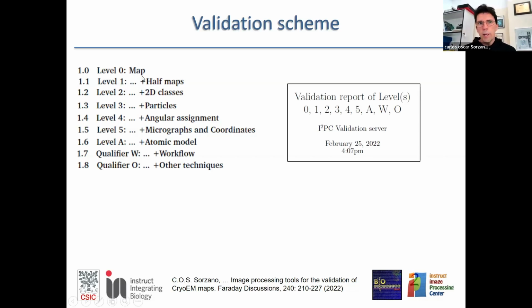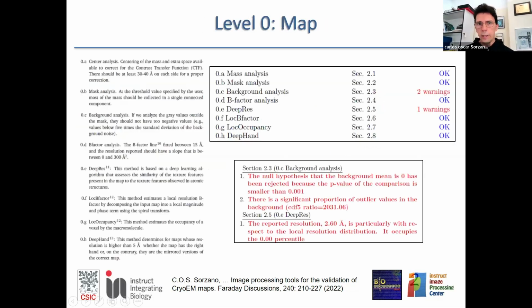So if you just give us the map, we can execute some of them. If you give us a map and two half maps, then we can do more tests. If you provide us with the 2D classes, the particles, the angular assignment, we can do more and more tests. And then in the end, you will get a report where we give you all the tests that we have done, and then, for instance, the background for this structure, it seems that there is some problem, and then you may look at the background to see if we are right or not, and take a decision. Oh, I have to change this in my processing, or this report is crazy. I shouldn't pay attention to that. But still now, you have something to look at.